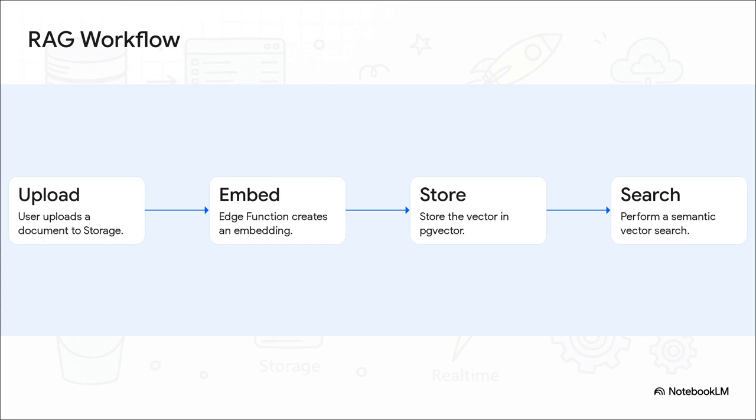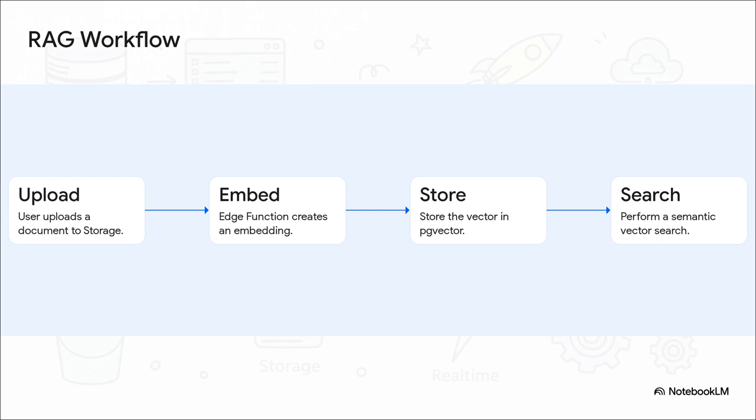generation, or RAG, chatbot. Step 1, your user uploads a document to storage. Step 2, a storage trigger automatically fires off an edge function that securely calls an LLM to create an embedding. Step 3, that shiny new vector is stored right back in pgvector.